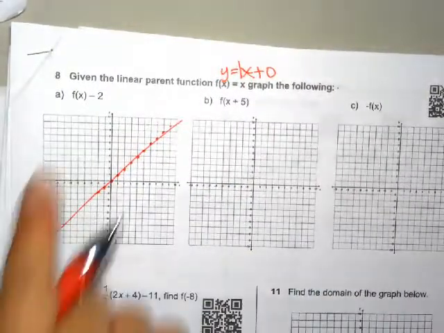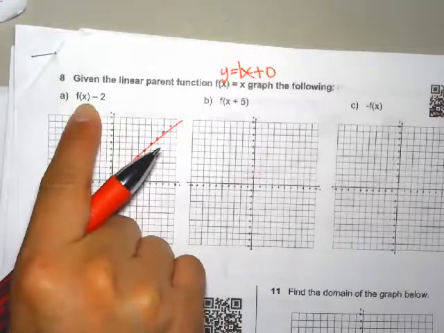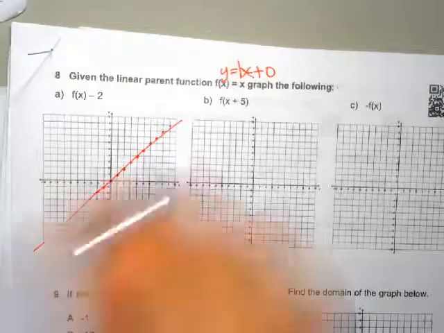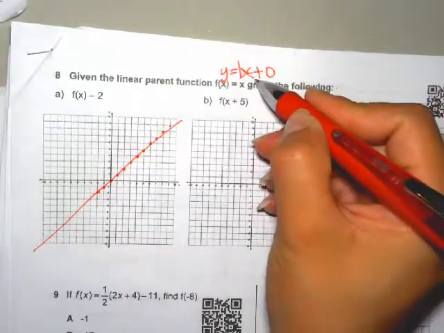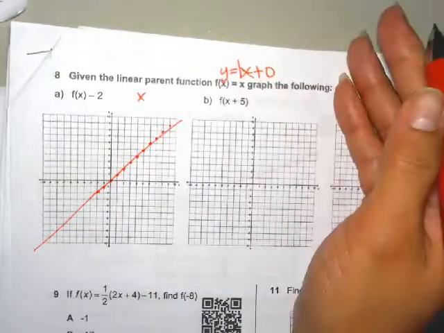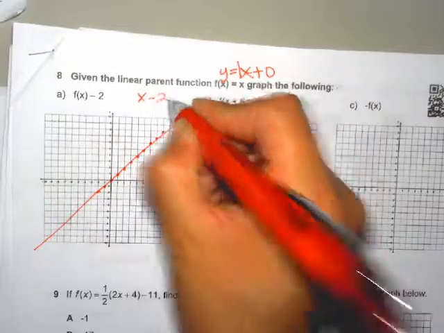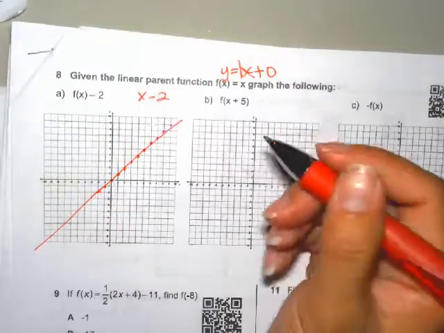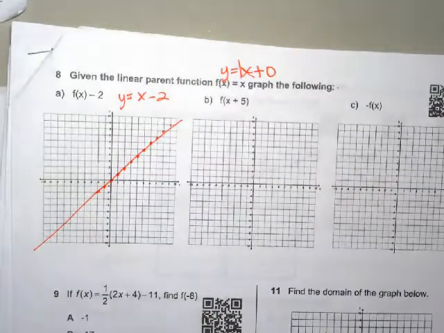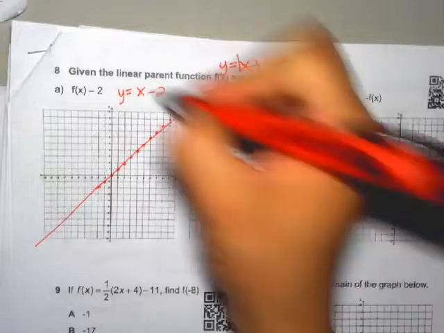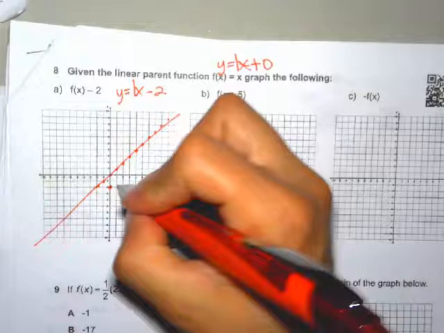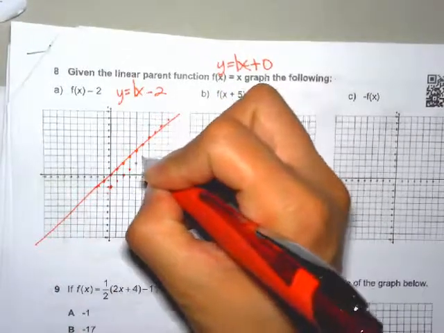And then it says, go back to the f of x, meaning the original equation you started with, and subtract 2. Well, the original equation was y equals 1x plus 0, but if you subtract the 2, this is my new equation: y equals x minus 2. So the only thing that changed is what? The y-intercept. The slope is still 1. So now our graph starts down here at negative 2, but our slope is the same. Up 1 over 1, up 1 over 1.